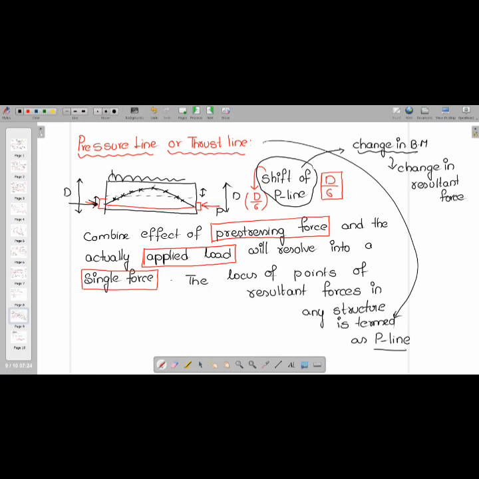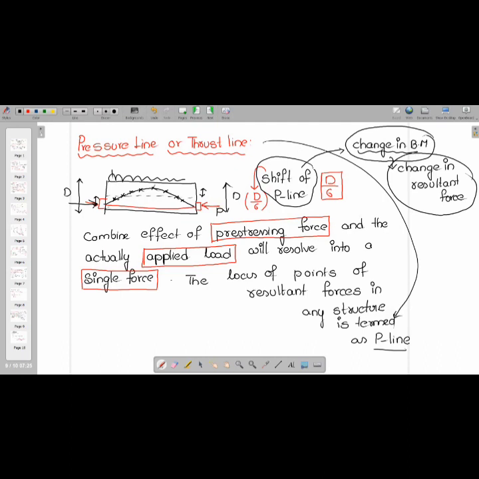Now, see, students, what I would like to tell you is, why we want to understand the shift of the P line: when there is a change in bending moment, there will be a change in the resultant force. So when these are going to change, definitely there will be a shift in the P line.